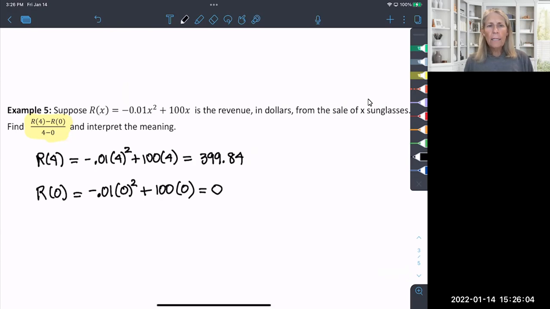Now let's see what the Y values represent. So according to the problem, R of X is the revenue in dollars. Okay, so these Y values here represent dollars, right? So this would be dollars, $0 here, from the sale of X sunglasses. So X are the number of sunglasses. So our answer is going to be something in dollars per sunglasses.